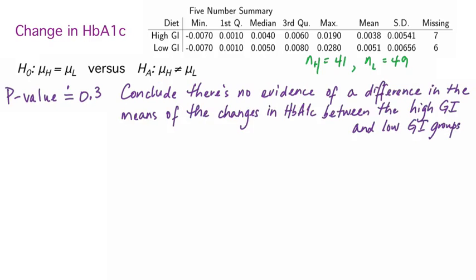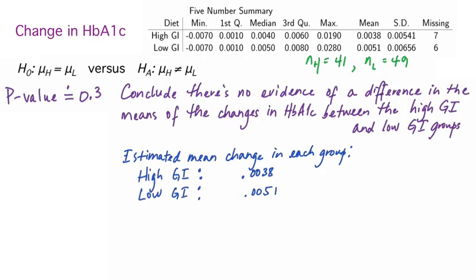To give a very complete conclusion, in addition to saying that there's no difference, we could give an estimate of the mean change in each group, and, even better, give a confidence interval for the means of these changes, to give a plausible range of values for them.